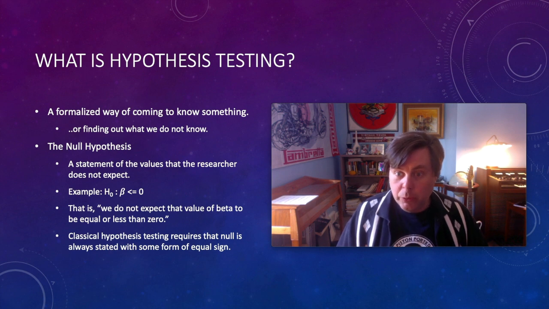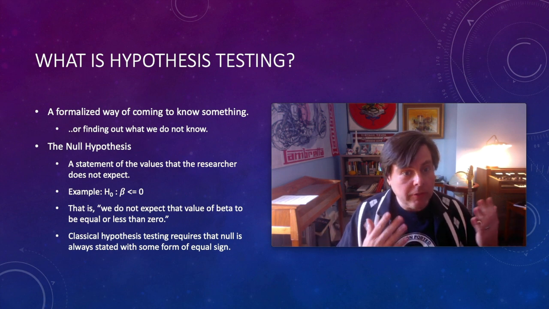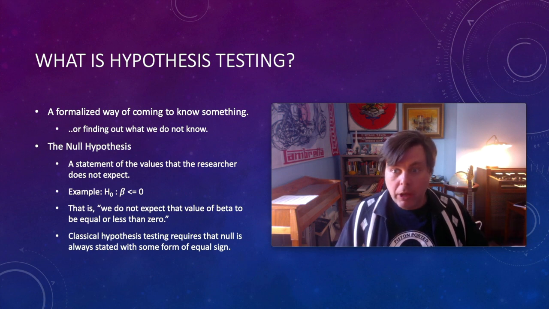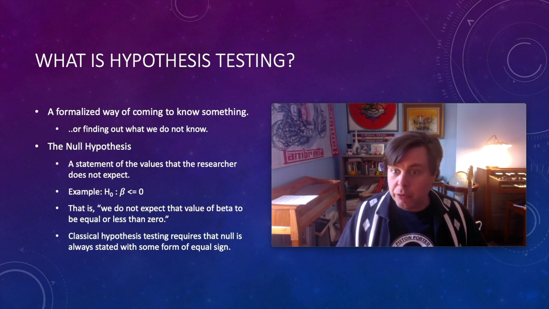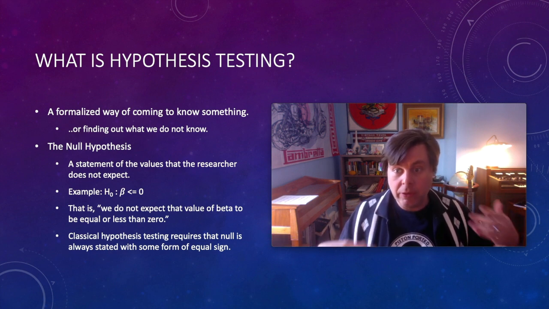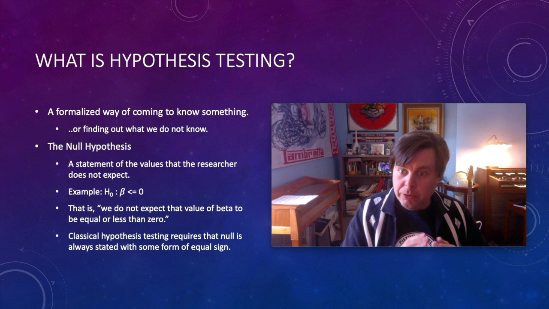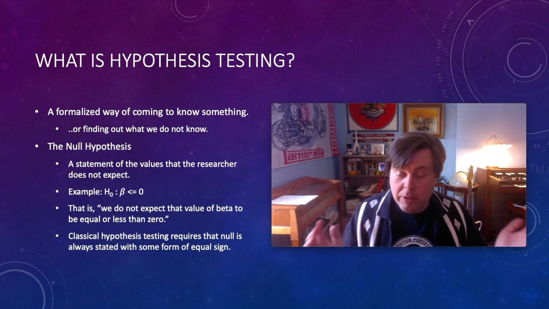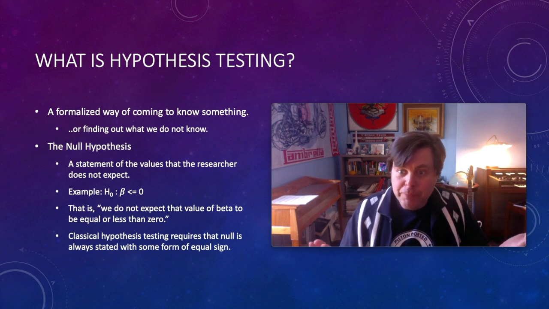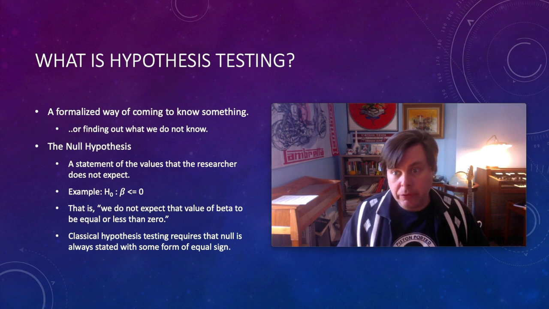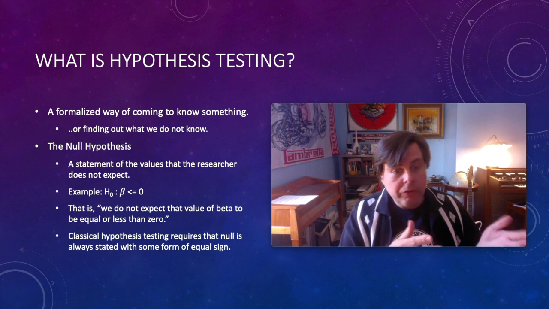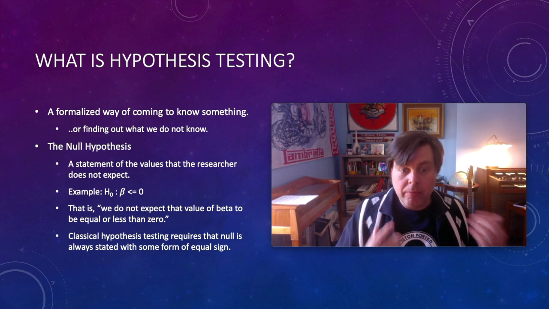The first thing we want to become familiar with is this idea of the null hypothesis. The null hypothesis is a statement of the values that the researcher does not expect, right? So this is what we don't expect to be the case. For example, we write that as H sub 0. H sub 0, the null hypothesis, in this case, is that beta, where beta is the estimated value of our coefficients, so we're doing econometrics here, is greater than or equal to 0. In other words, we're saying we do not expect that value of beta to be equal or less than 0.